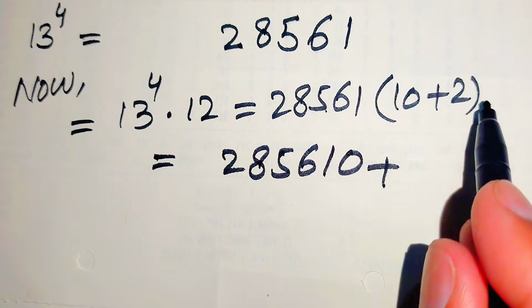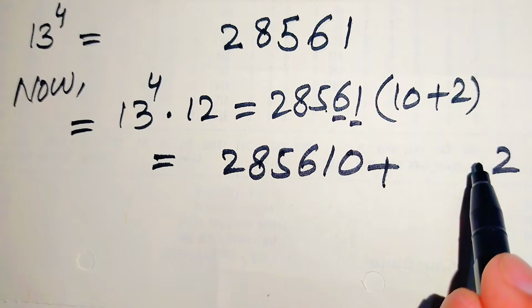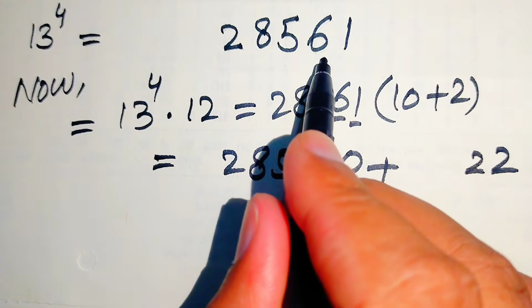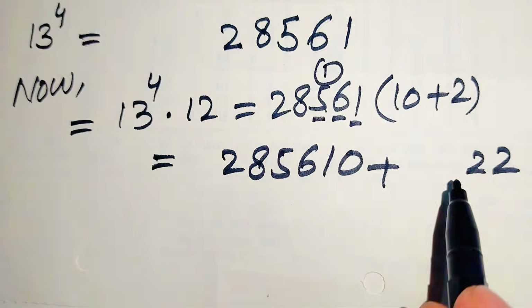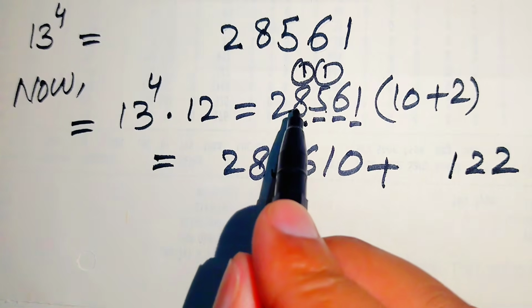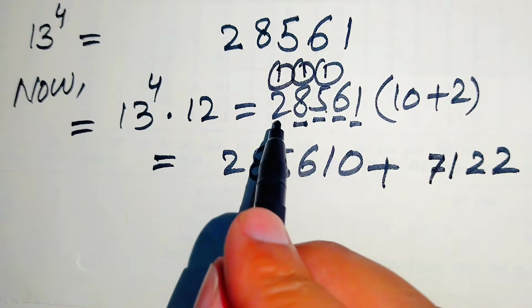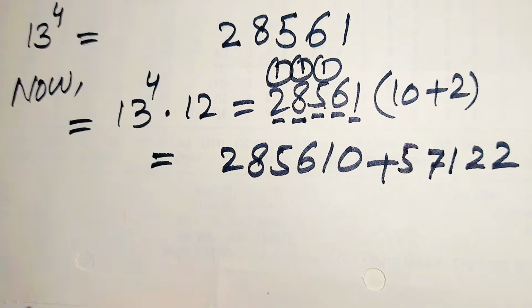And when we multiply this term with 2, we get 2 ones are 2, 2 sixes are 12. We write 2 and carry 1. 2 fives are 10, 10 plus 1 becomes 11. We write 1 and carry 1. 2 eights are 16, 16 plus 1 becomes 17. We write 7 and carry 1. 2 twos are 4, 4 plus 1 becomes 5.